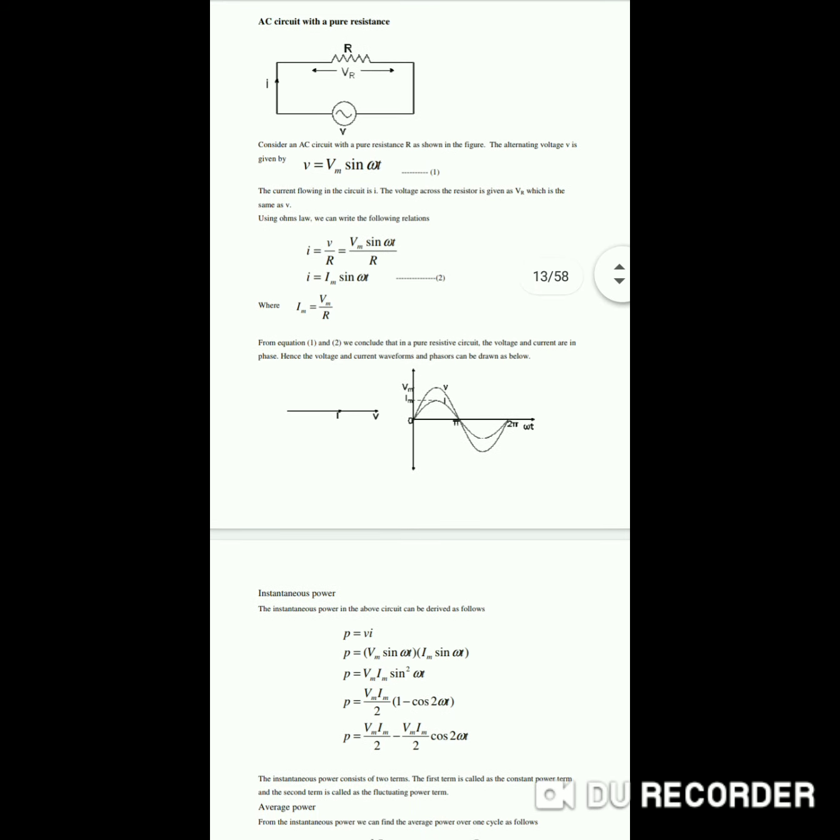From this you can conclude that voltage and current are in phase. You can see there the voltage Vm and the current Im are both in phase. They are starting from the origin, so that is called in phase.